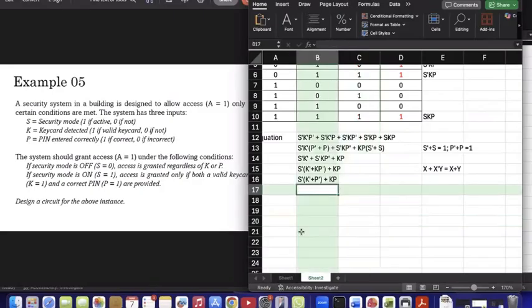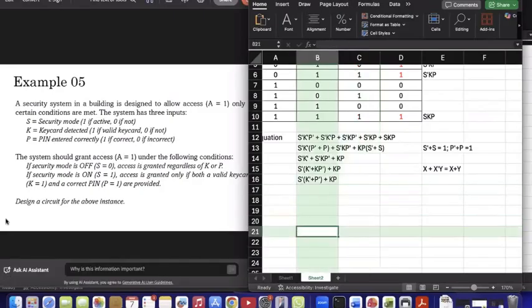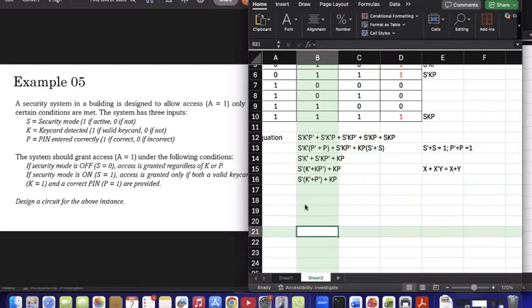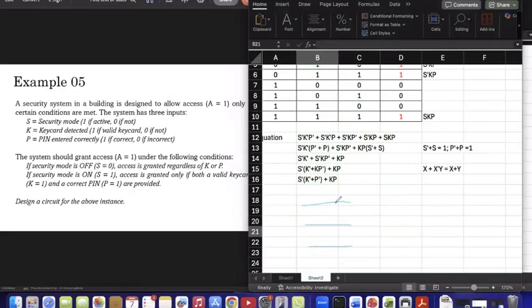So now what you can do is simply you have S, K, P, right? And I'm going to plug in S. So even for K, I need a NOT gate.